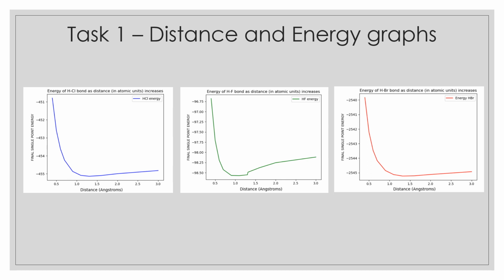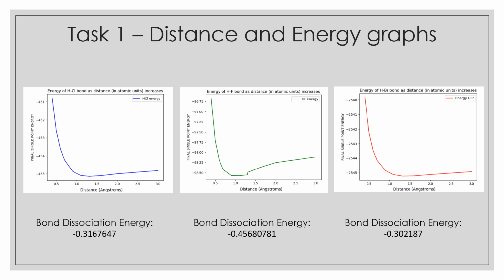Using these graphs, we can calculate the bond dissociation energy by subtracting the minimum energy from the energy at a point of separation, 3 angstroms for instance. The bond dissociation energies are shown below the graphs. The trend follows as would be expected. Hydrogen fluoride has the highest bond dissociation energy, and hydrogen bromide has the lowest bond dissociation energy.